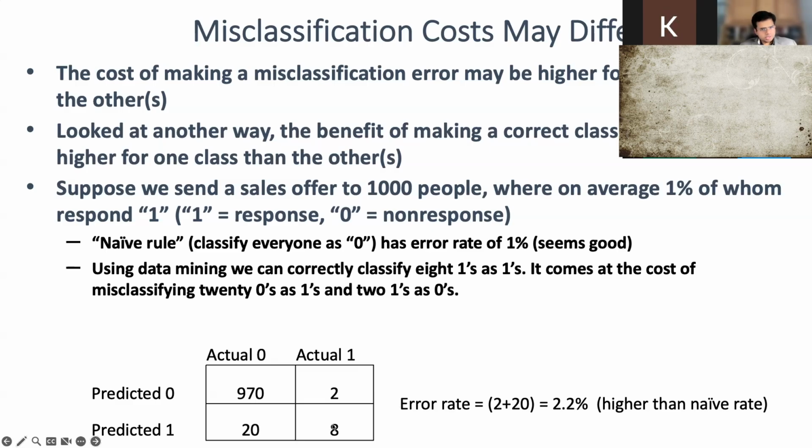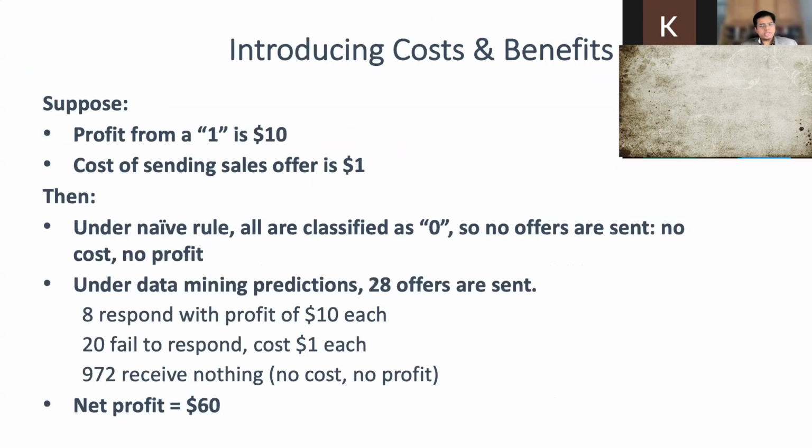You'll put some cost, like we have in the case study, there will be some cost in reaching out to those that we predicted as actually buyers. And we will also look at what revenue we will get, right? So let's say we get a profit of $10 from every responder, to make this simpler. And the cost of sending any sales offer is, let's say, $1. There's a cost involved in sending these offers, and there's a profit from these ones.